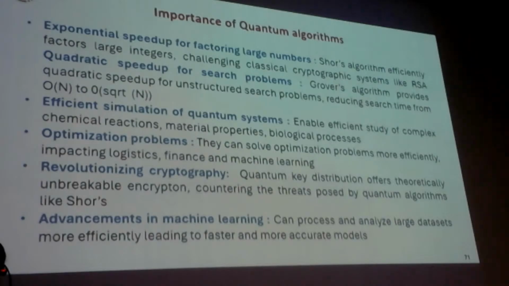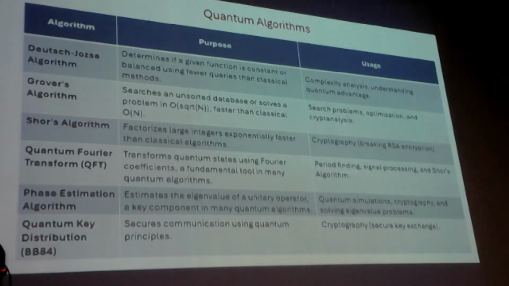You know why we need the quantum algorithms? Exponential speedup, quadratic speedup for search problems, efficient simulation of quantum systems. You can solve optimization problems, then revolutionary cryptography and advancements in machine learning. So some of the well-known algorithms that we need to first study in quantum computing will further be used for other algorithms and so on.